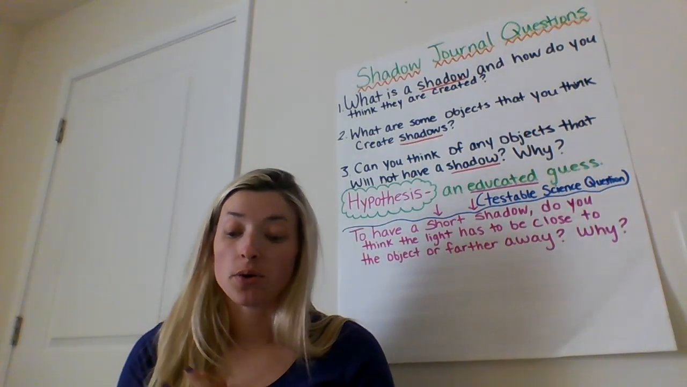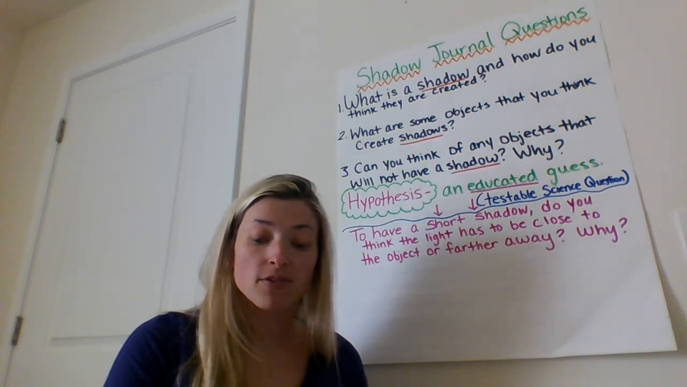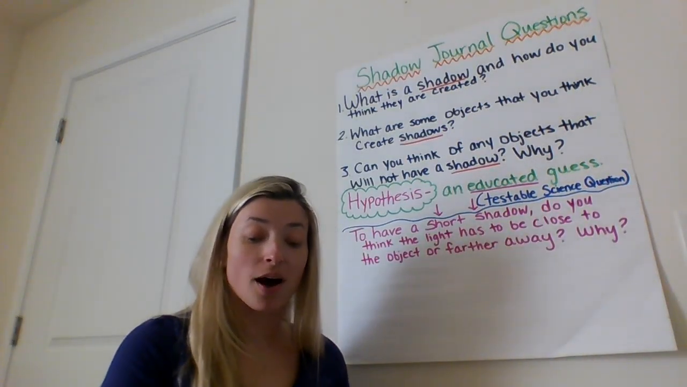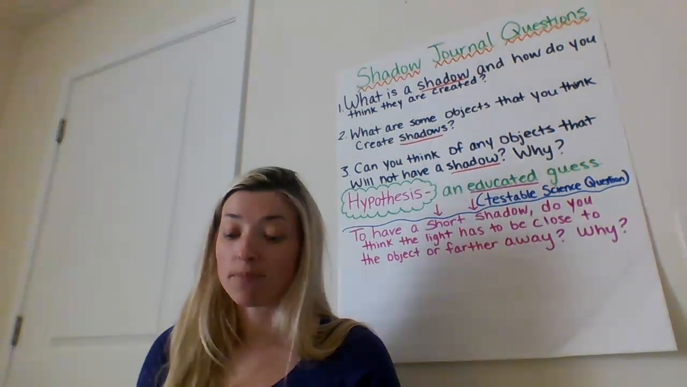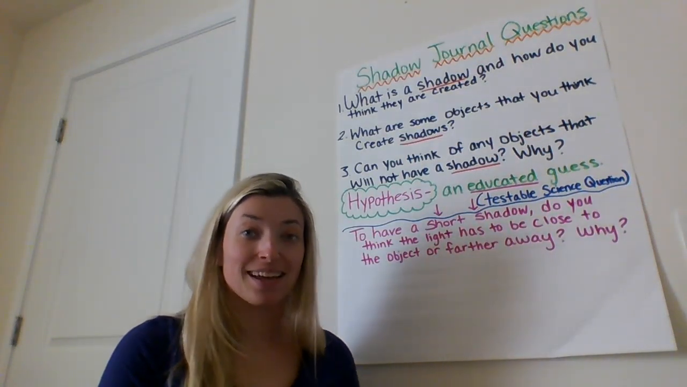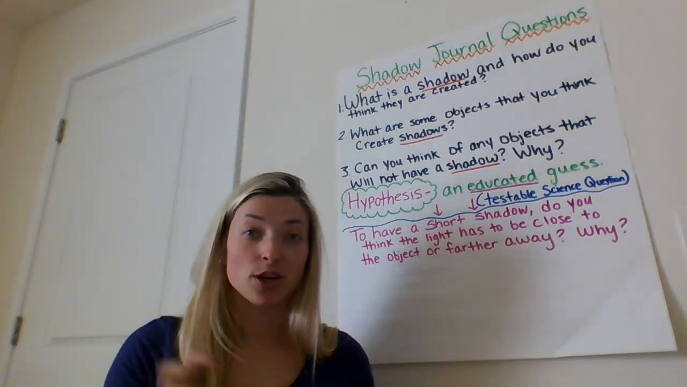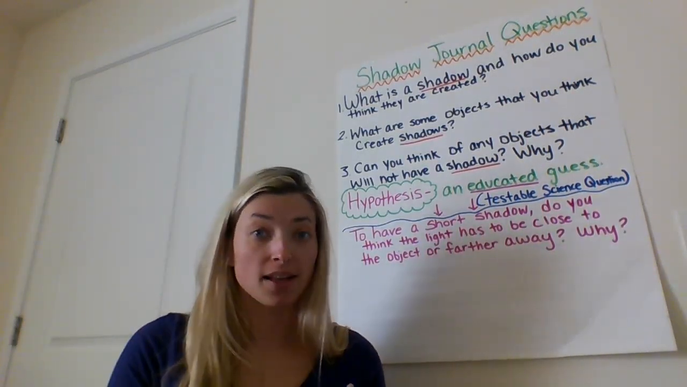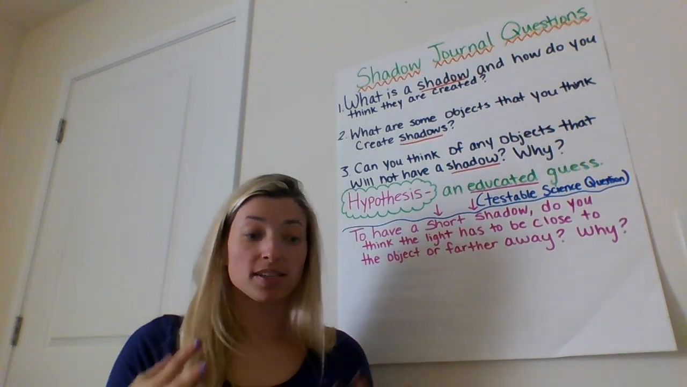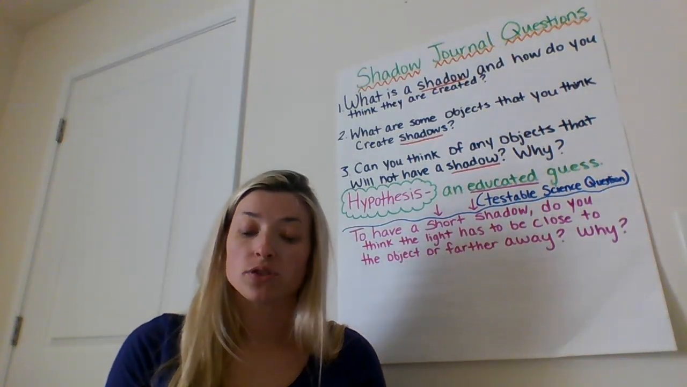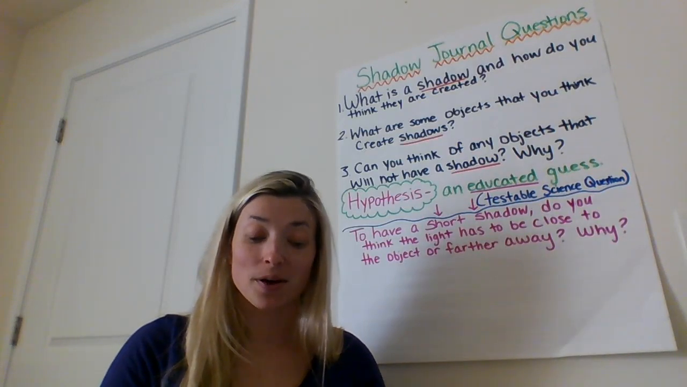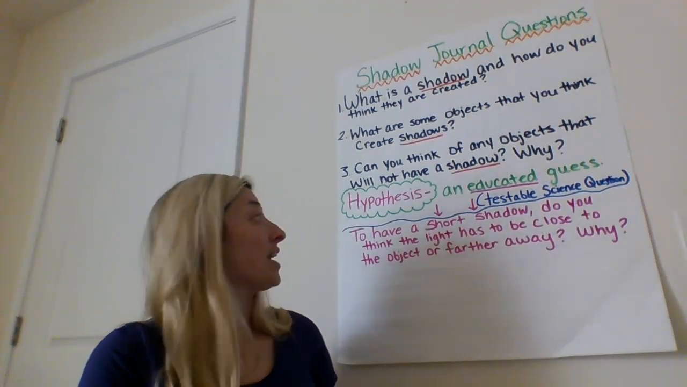And then the 3rd question was, can you think of any objects that will not have a shadow and why? So one of the answers I got for that was glass inside a window, and I also got water. And the reason behind that, what people were saying, is because the light can actually go through those things. Glass cannot block the light, and water doesn't block light. So those are 2 thoughts that I saw that were really, really smart. And so those are some things that may not create shadows.